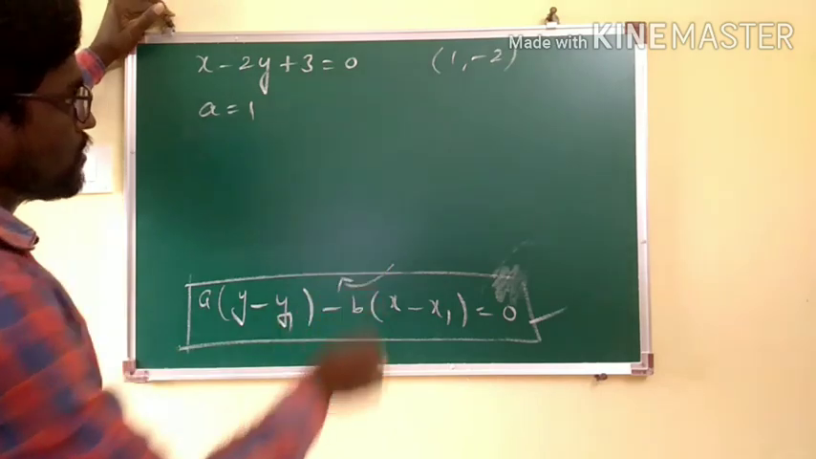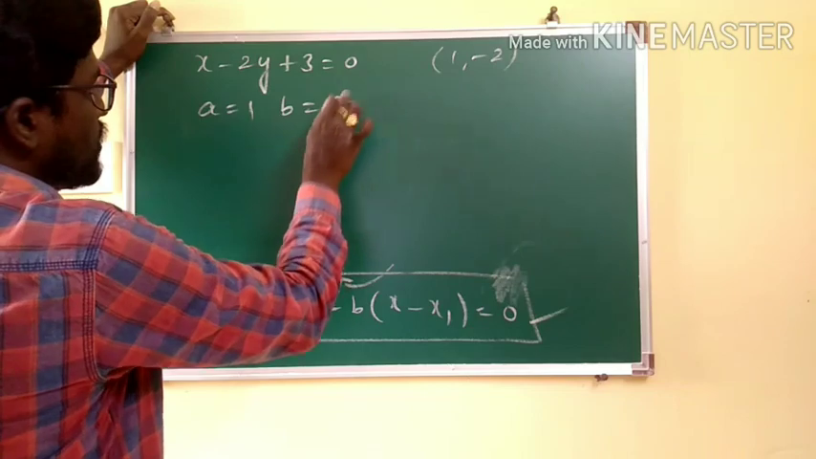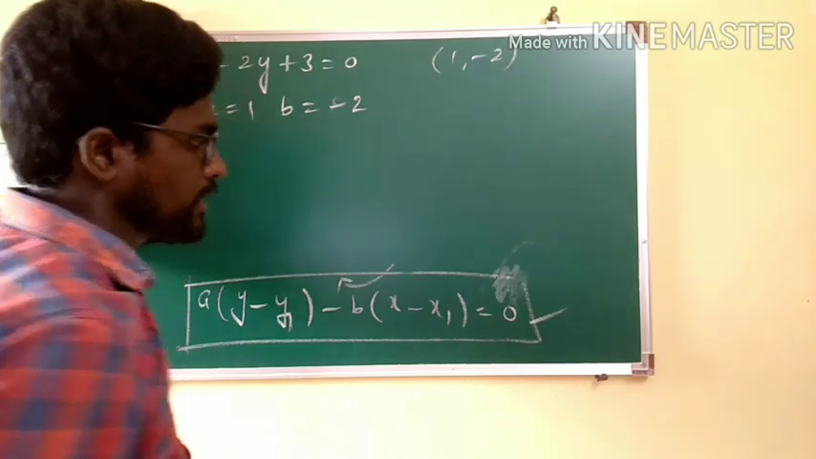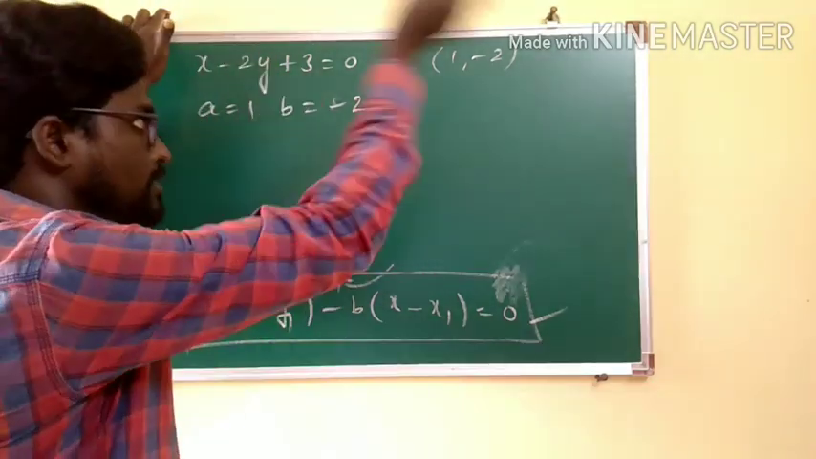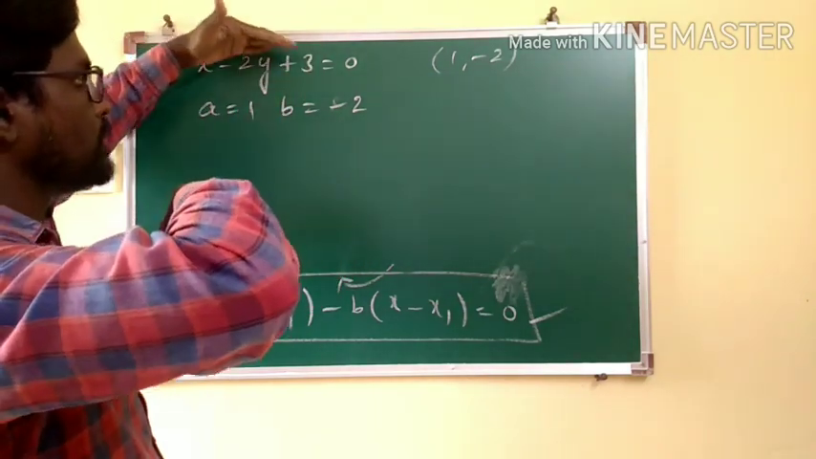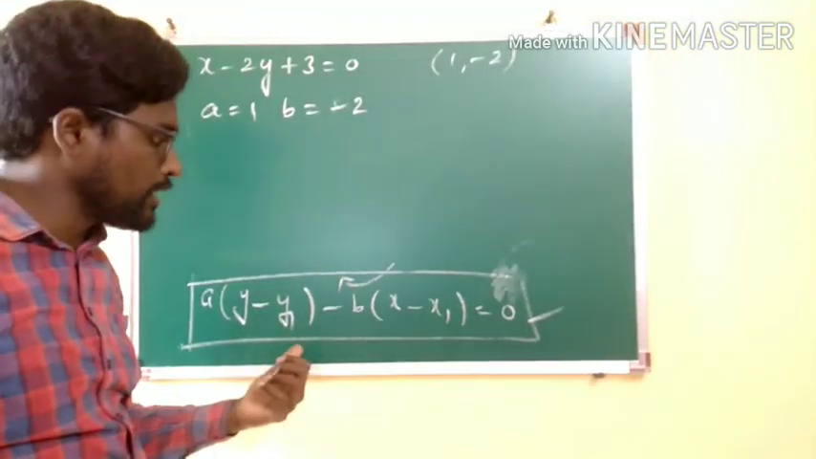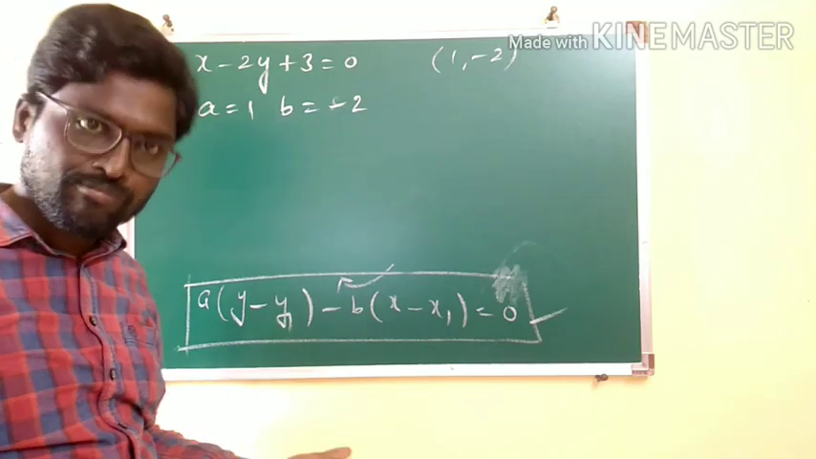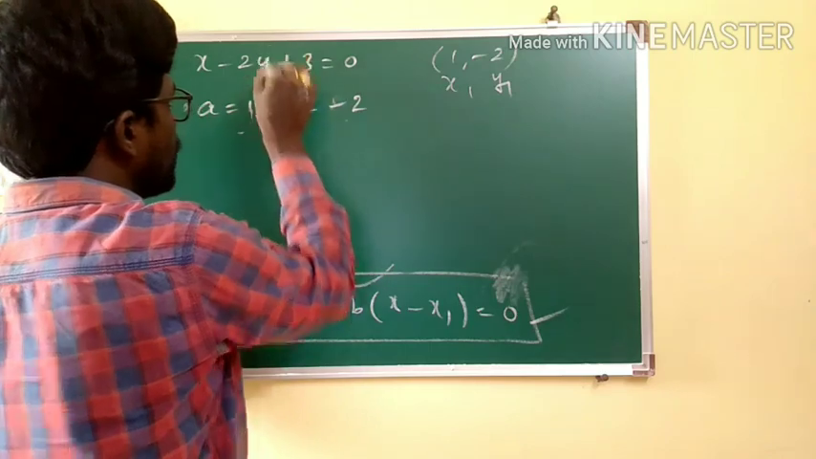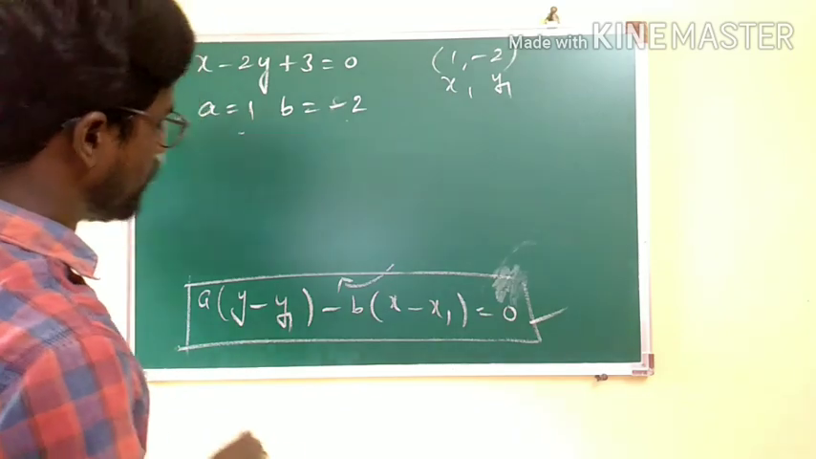On comparing this line equation with ax plus by plus c equal to 0, you will get a is equal to 1 and b is equal to minus 2. Okay, I just gave you the standard result now, that when we need to find the line perpendicular to this and passing through the point 1 comma minus 2, then the line equation is given by a into y minus y1 minus b into x minus x1 equal to 0. Means here the given point is x1, y1, and a equal to plus 1 and b equal to minus 2. So that I am substituting in this result, I will be getting the equation directly without any struggle.